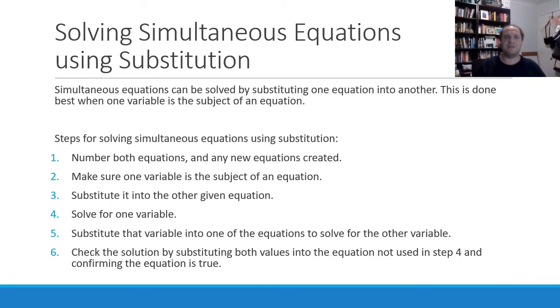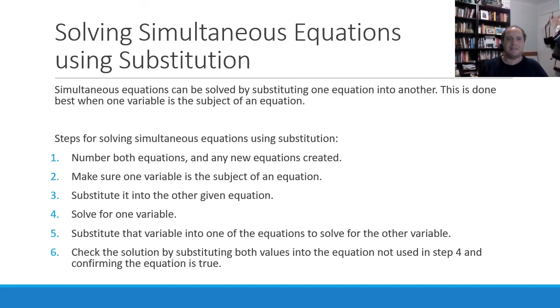Now, solving simultaneous equations using substitution involves, as the name suggests, substituting one equation into another. This is done best when the variable is the subject of an equation, just like it is in those examples on the previous slide where you've got y equals something or x equals something. That's the best time to use substitution, when you don't have to do much rearranging to get one of those variables on their own.